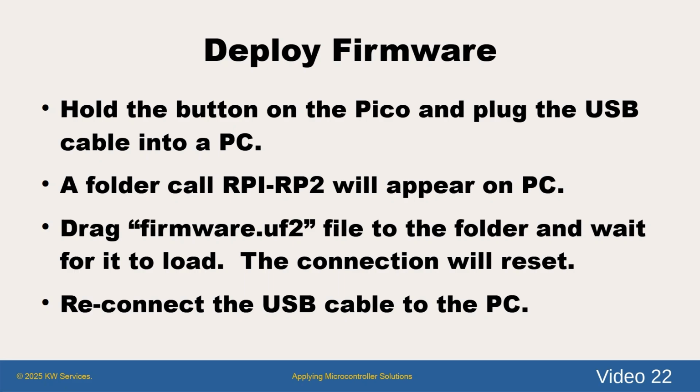Now, locate the Pico firmware file from the Video 22 directory on my GitHub site. There are only 4 steps that you need to do to load the firmware. Click and hold the button on the Pico and plug the USB cable into a PC. A folder called RP2 will appear on the PC. Drag the firmware.uf2 file to the folder and wait for it to load. The connection will reset. Reconnect the USB cable to the PC.